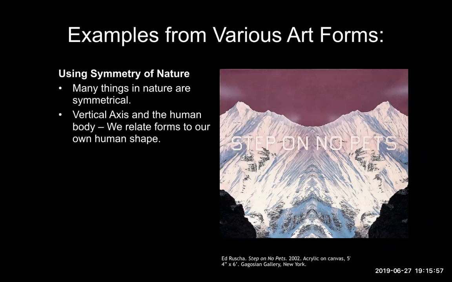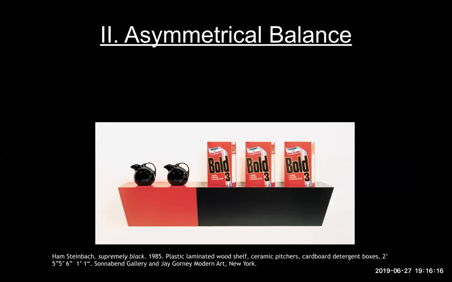We see a lot of symmetry in nature. As we go along, you'll find another common type of symmetry that we see a lot in nature, and that's radial. And here, symmetry became the point of the whole composition.